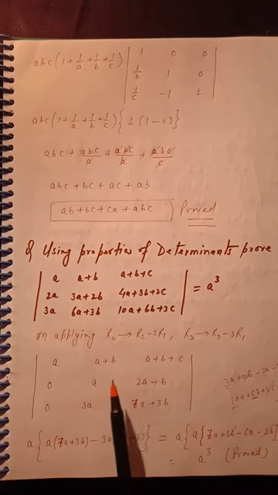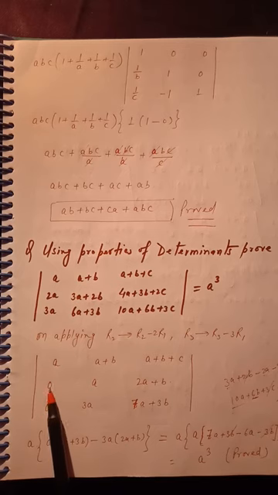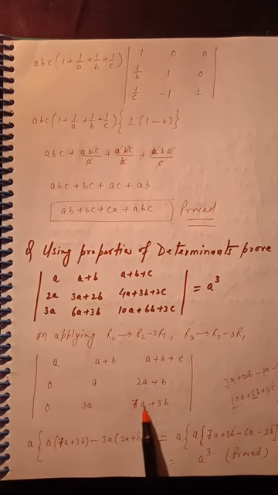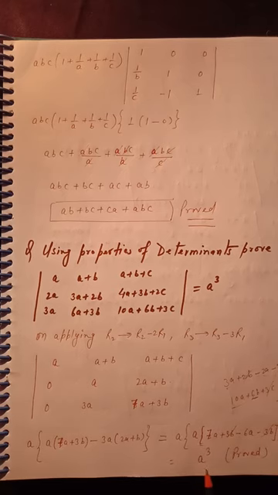So in this way, R2 and R3 are simplified, and you can observe these two elements are 0, so you can write A here, and this row and column are deleted. So this into this minus 3A into 2A plus B. On simplification you will get A square, so A square into A will become A cube.